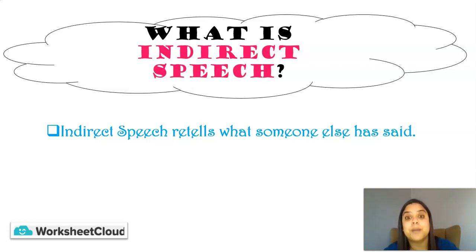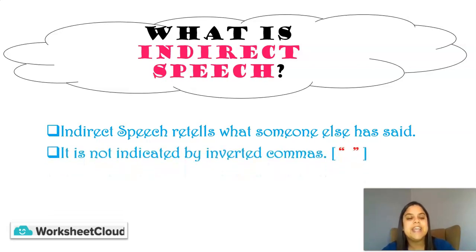And I think it will become more clear when we get into converting between the two, and it will become more clear when we start showing you examples. So don't stress yet, grade 4. It is not indicated by inverted commas. So therefore, indirect speech does not have inverted commas.